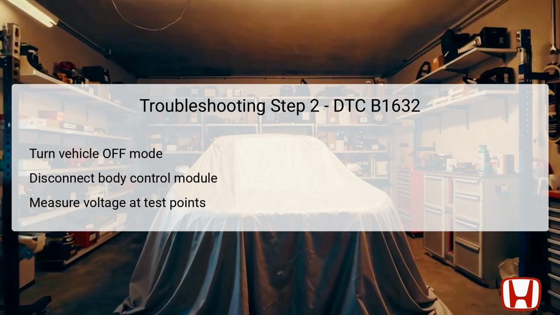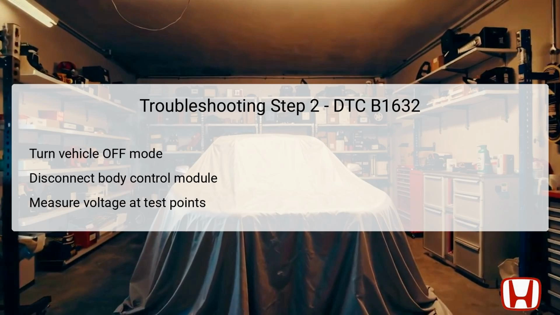For the second troubleshooting step, ensure the vehicle is in the off-lock mode. Then, disconnect the body control module connector F, which has 36 pins, and the electric steering lock 12P connector. This disconnection is crucial for isolating the problem, as it prevents electrical interference during the measurements.